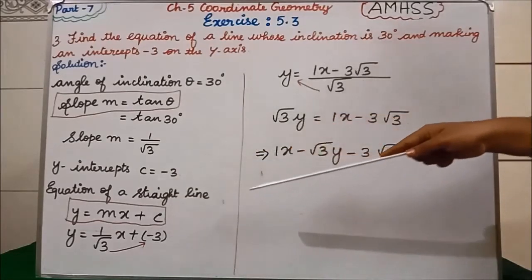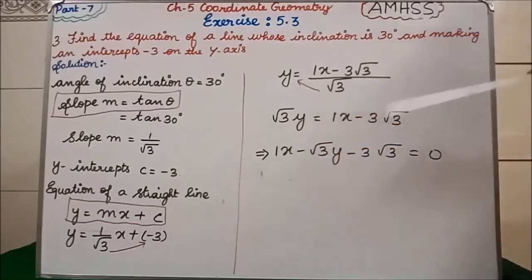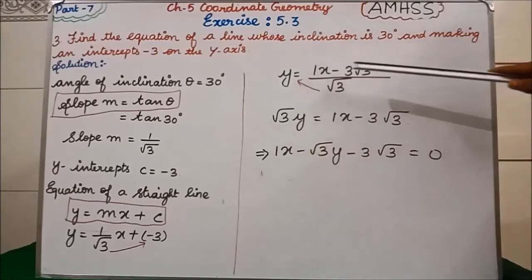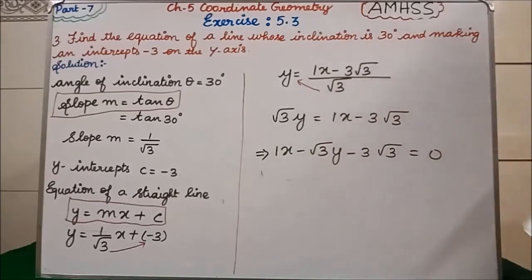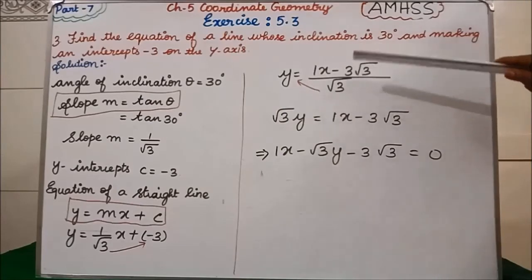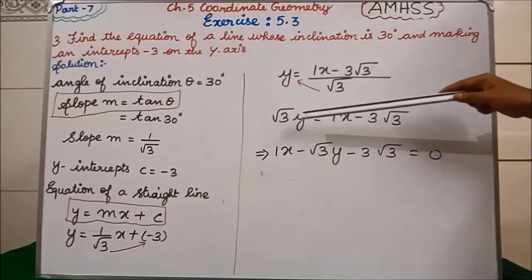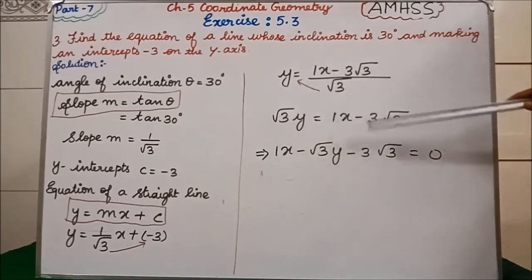Next step, if you see 1x plus into minus is -3, this 3 root 3 goes by cross multiplication. Root 3 goes cross multiply. 1x minus 3 root 3, we will get divided by root 3. Next step, this root 3 is again doing cross multiplication. So root 3 into y is equal to 1x minus 3 root 3.